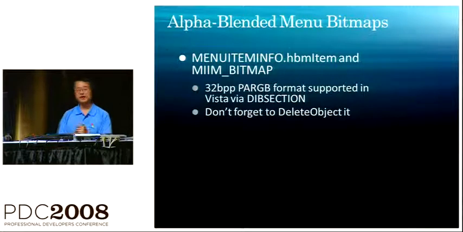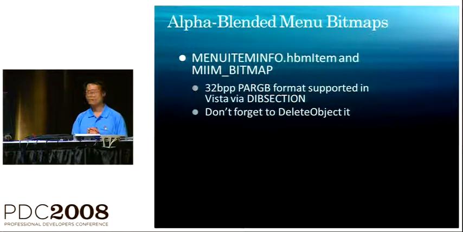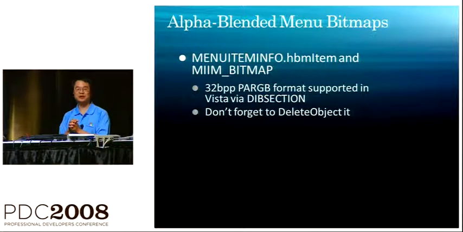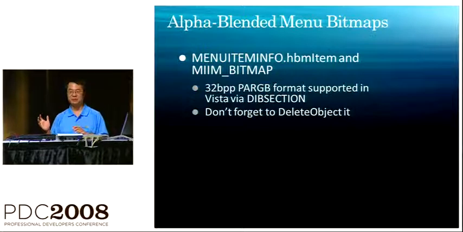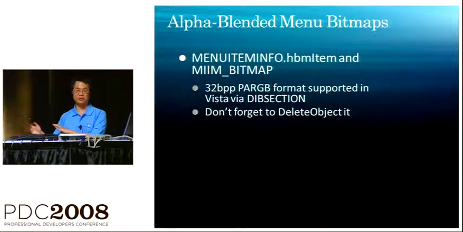So those are two items off of the list. Alpha blended menu bitmaps are new to Windows Vista. However, menu bitmaps have been around for a long time. In fact, they were added in Windows 2000. But this still hasn't stopped people from ignoring this and using owner draw menus anyway.